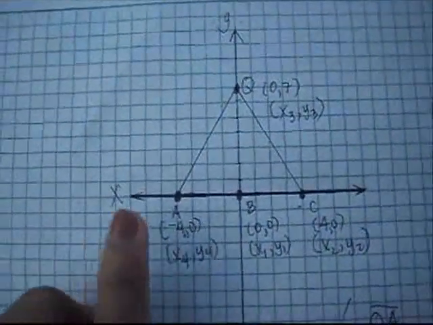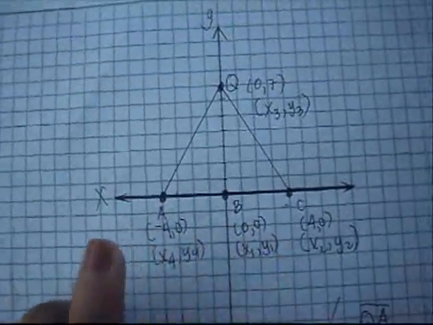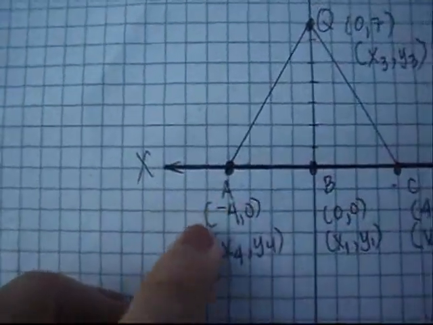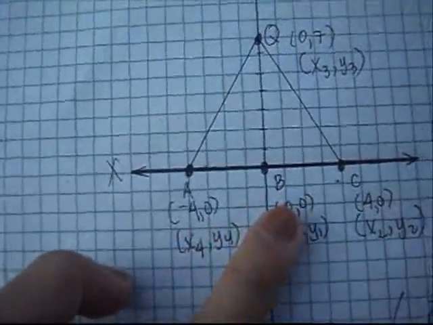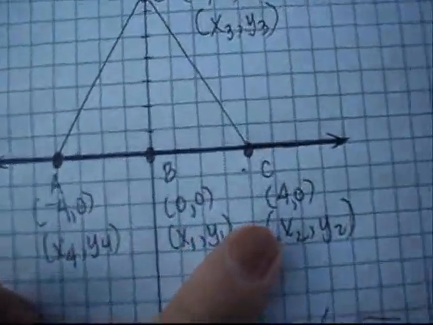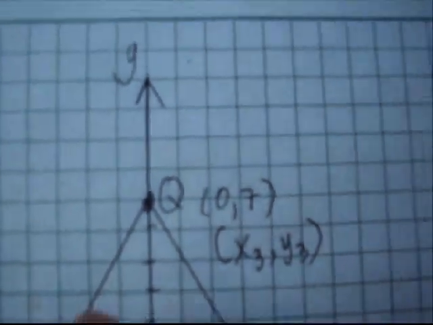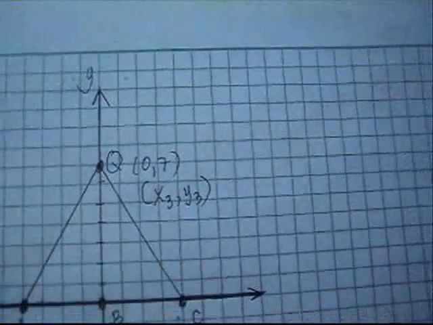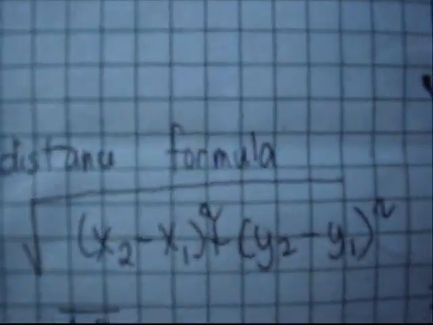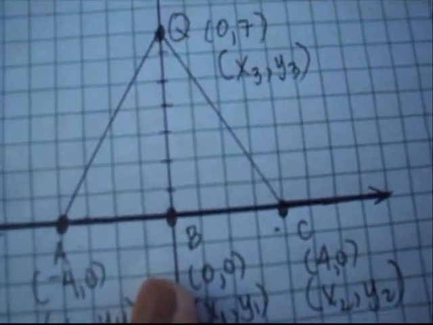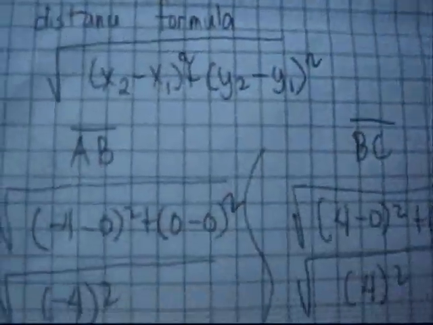Given already that AB is equal to BC, we assume that the value for letter A will be negative 4, 0. For letter B, 0, 0. For letter C, 4, 0. And for our Q, that would be 0, 7. Now, the distance formula would be the square root of x sub 2 minus x sub 1 squared plus y sub 2 minus y sub 1 squared. First, we must prove that AB is equal to BC by using the formula.